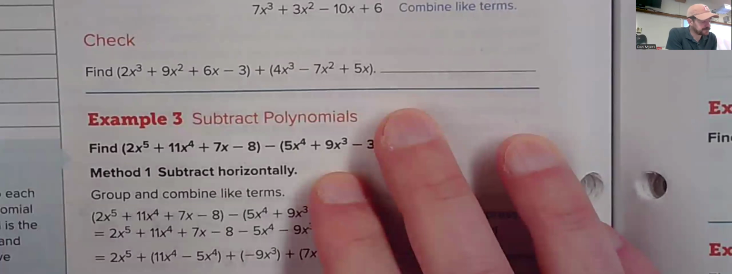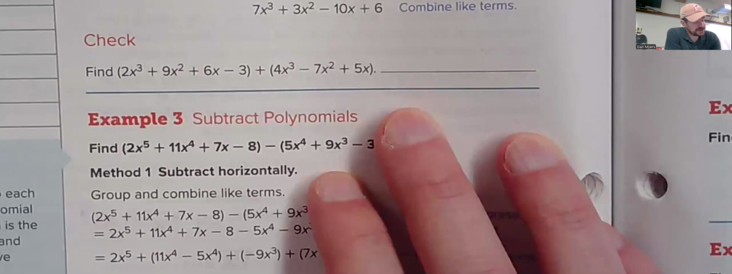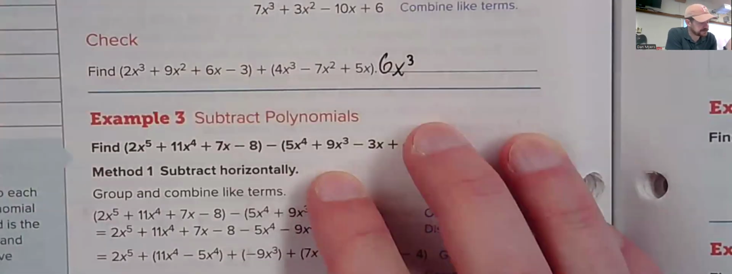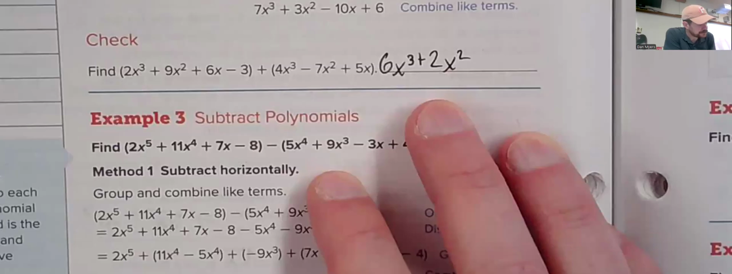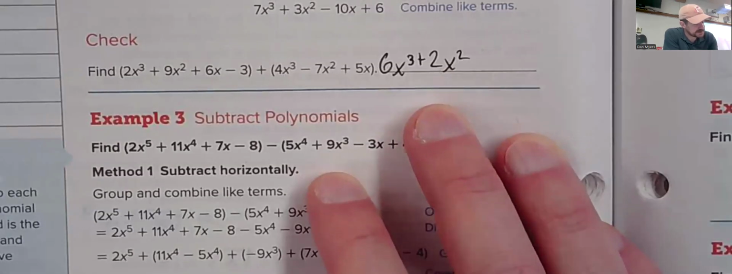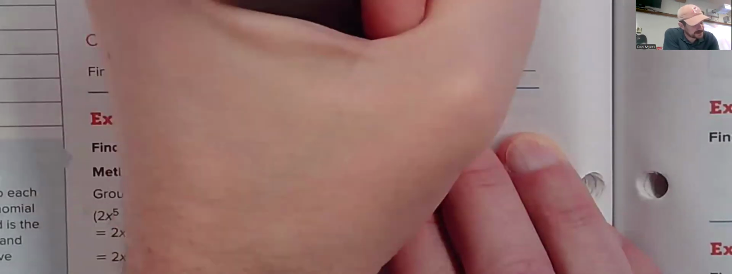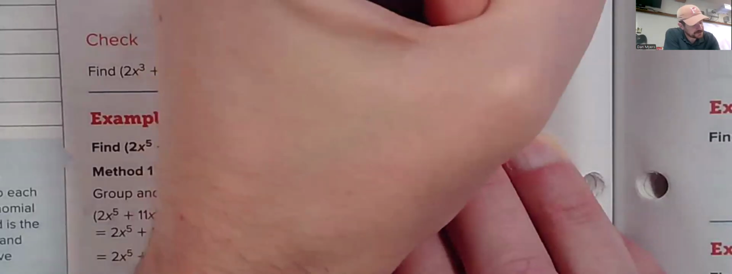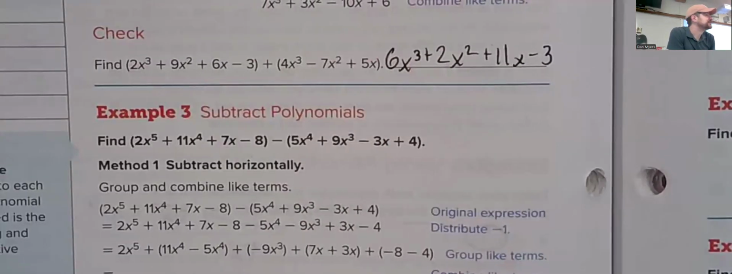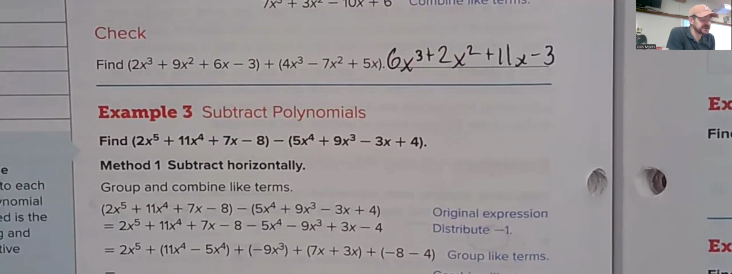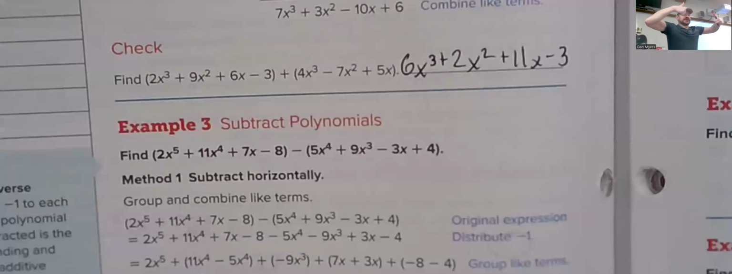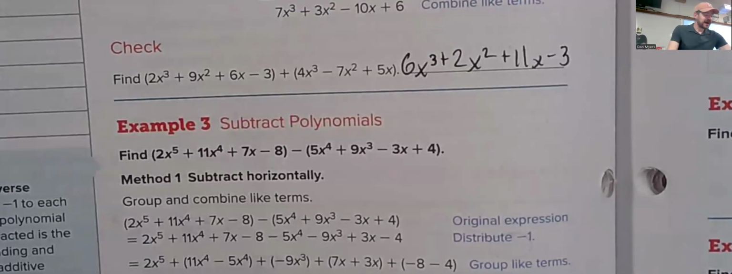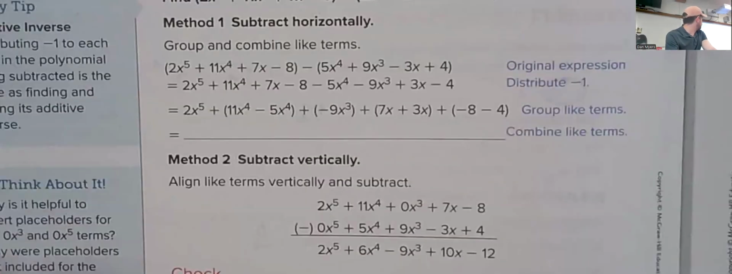All right. So we should be looking at 6x cubed plus 2x squared minus x. Nope. Plus 11x. There we go. Minus 3. So 6x cubed plus 2x squared plus 11x minus 3. Good? Good. All right.